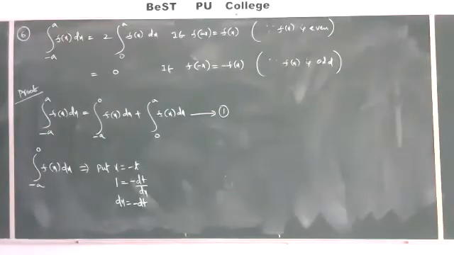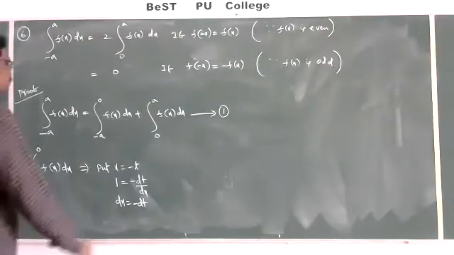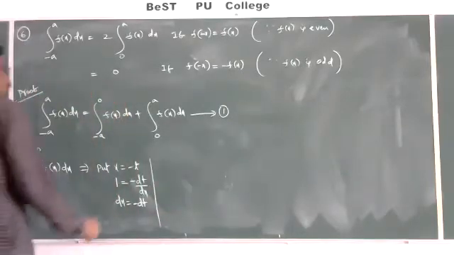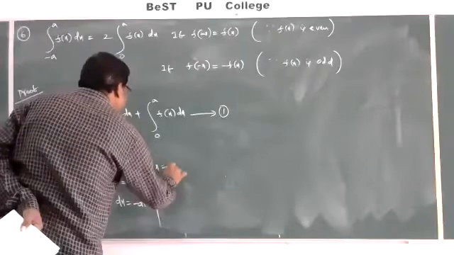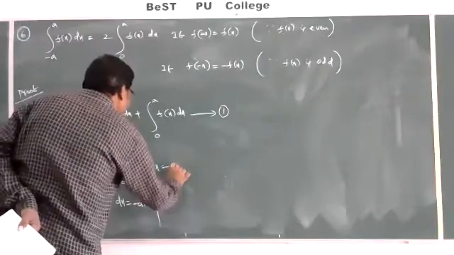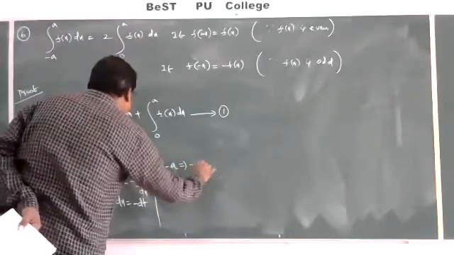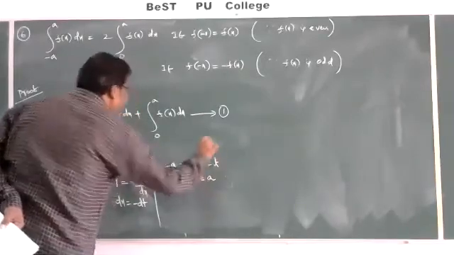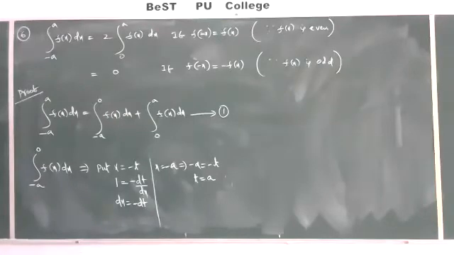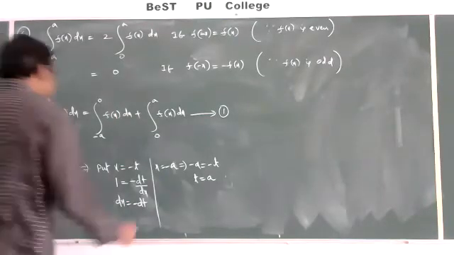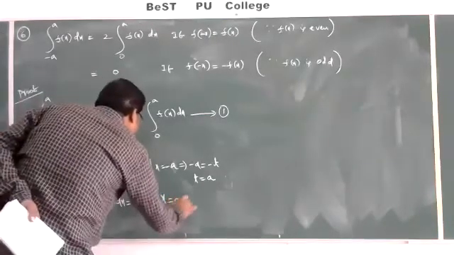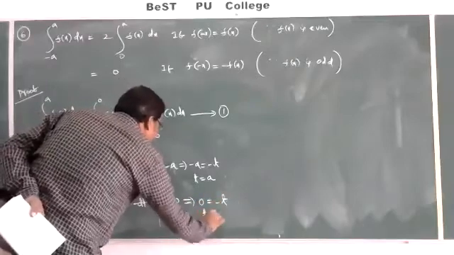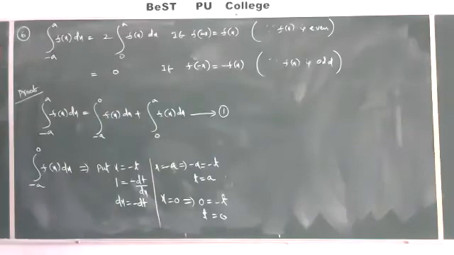Substitution is x is equal to minus t. Then change the limits. Here the lower limit x is equal to minus a, that implies minus a is equal to minus t, that is t is equal to a. So x is equal to 0, 0 is equal to minus t, that is t is equal to 0.